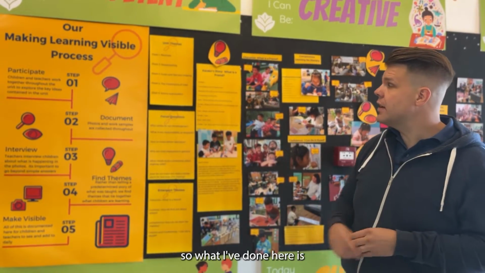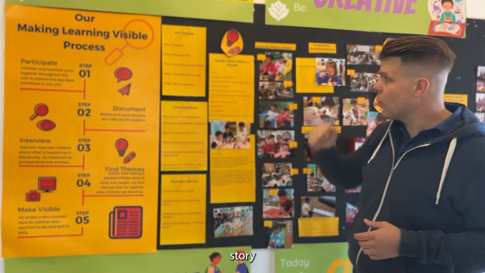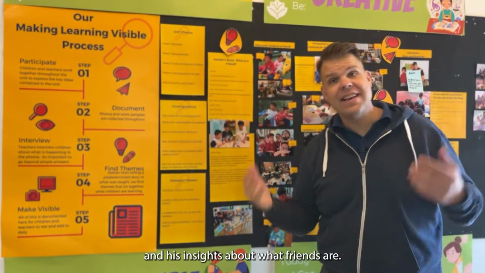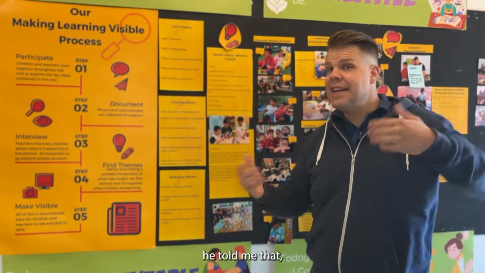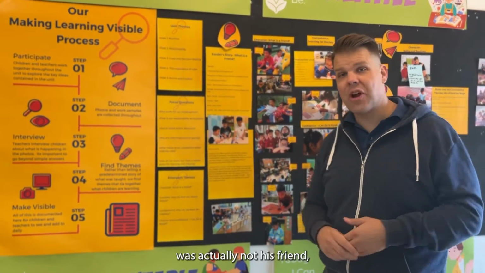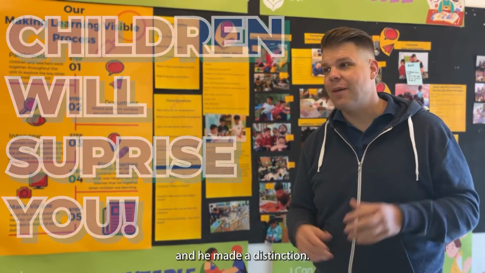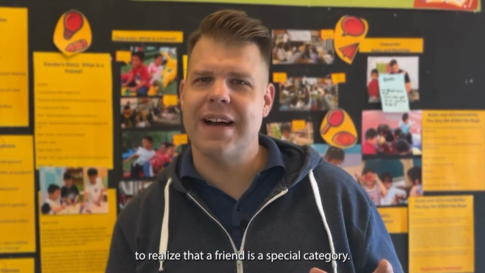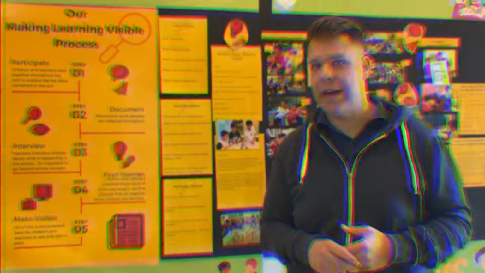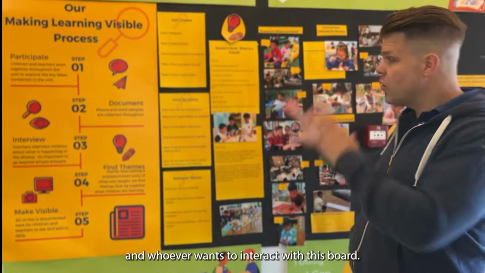So what I've done here is I've actually created a story, a learning story. So this is Xander's story about what is a friend and his insights about what friends are. So when I was asking him about this photo, he told me that one of these boys here was actually not his friend, but just someone he played with sometimes. And he made a distinction. And so that's a powerful piece of learning for a young child to realize that a friend is a special category. And so I prepared a story about that we can then share with parents and whoever wants to interact with this board.